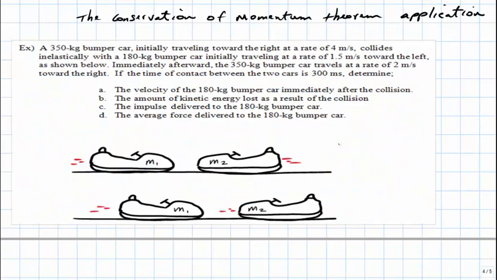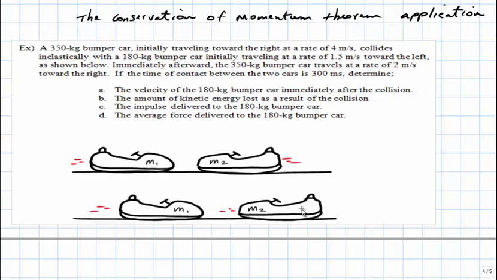In this application, a 350 kilogram bumper car, initially traveling toward the right at a rate of 4 meters per second, collides inelastically with a 180 kilogram bumper car, initially traveling at a rate of 1.5 meters per second toward the left as shown below. Immediately afterward, the 350 kilogram bumper car travels at a rate of 2 meters per second toward the right. If the time of contact between the two cars is 300 milliseconds, we'll begin by determining the velocity of the 180 kilogram bumper car immediately after the collision.